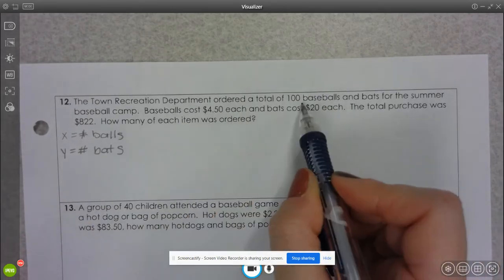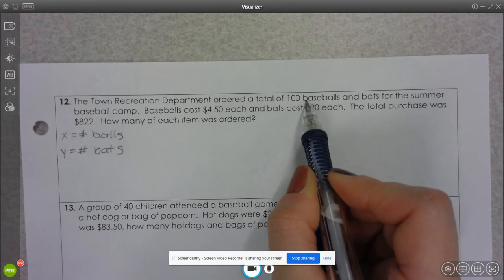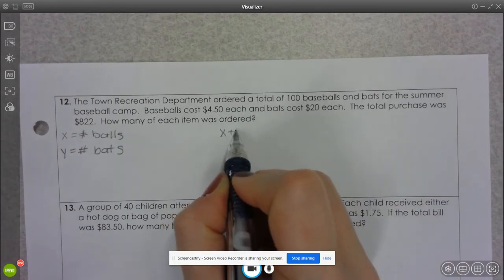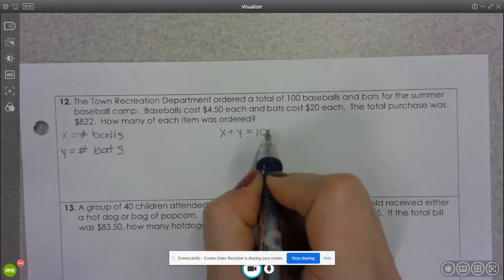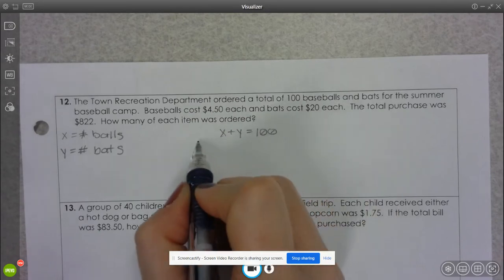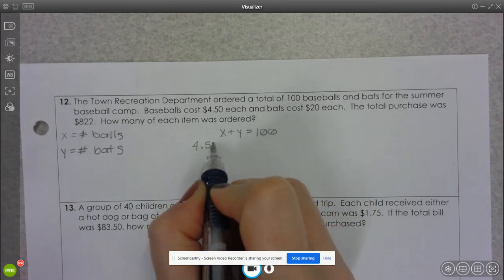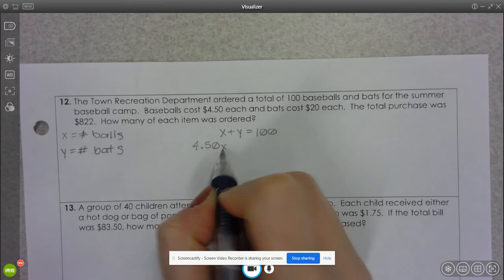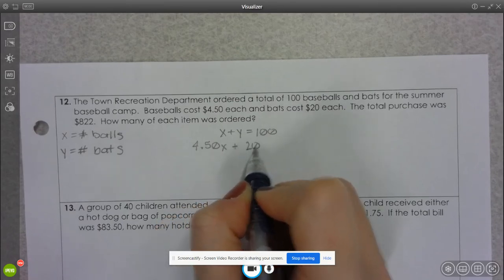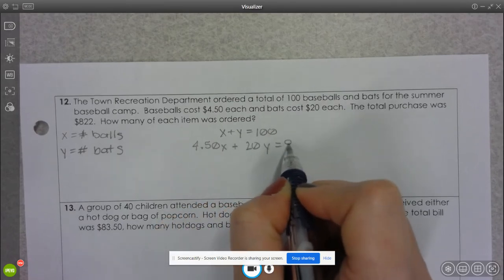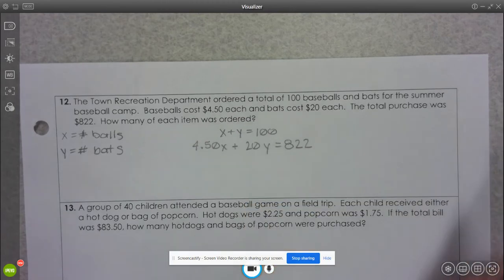So we have a total of 100. So these two things added together give me 100. My cost equation: $4.50 for baseballs, $20 for bats, and it's $822 total.